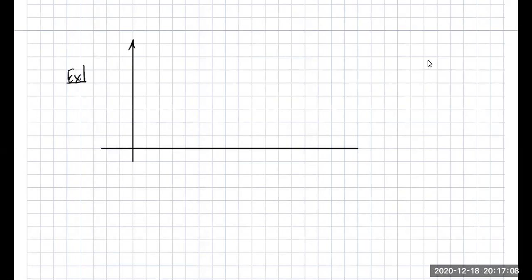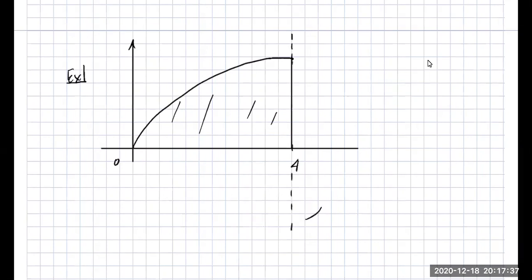Let's suppose that we take the basic square root function from 0 to 4, okay? And we'll bound it on the right-hand side by the vertical line x equals 4. And so we're referring to this region right here. Let's also suppose that I want to take this region and revolve it around the vertical line x equals 4. That's going to be our axis of revolution.